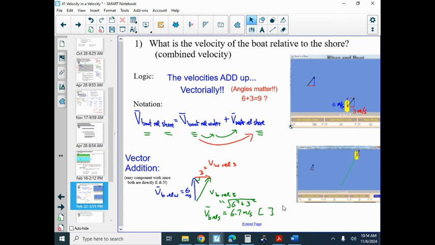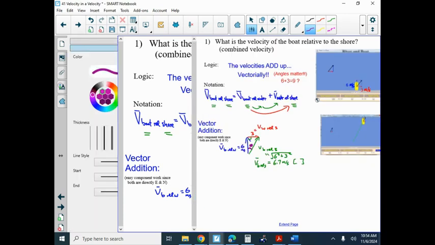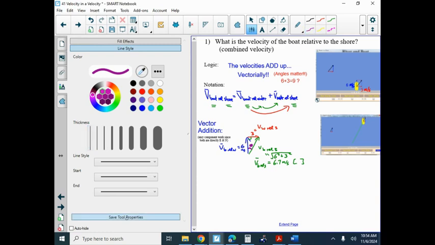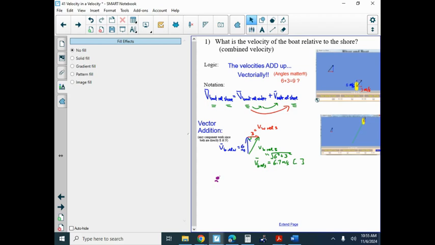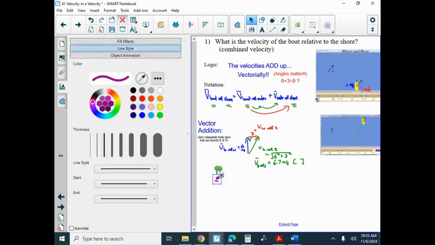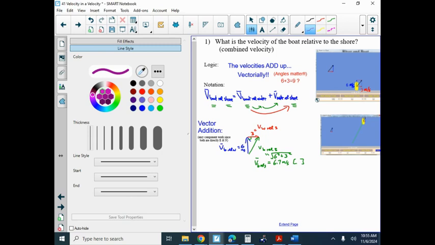Let's go purple for that one. I've got my purple handy here. Right, so that angle there. Let's go here. Save tool properties. All right, so here we go.